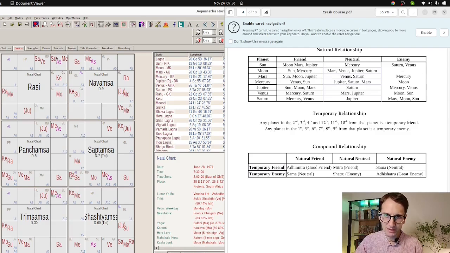We took the Sun as an example also. So the Sun considers Saturn and Venus temporary friends, but if we see here, the Sun, Saturn and Venus are natural enemies. So now we have natural enemies, but temporary friends will become neutral. So you cannot consider it both ways, you always have to check. It means the Sun considers Saturn and Venus compound neutrals. There's a compound relationship from the Sun to Saturn and Venus.